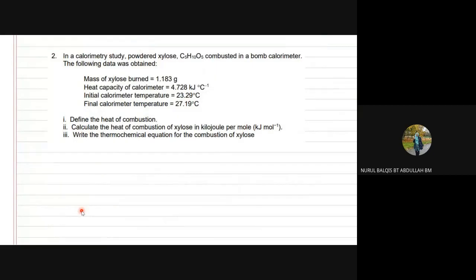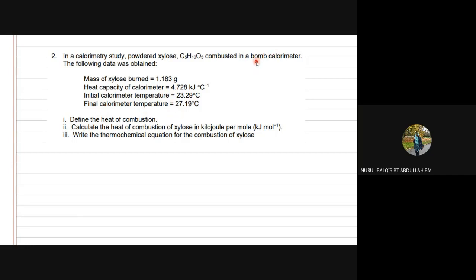Okay. Next, for this question, in a calorimetry study, powdered xylose C5H10O5 combusted in a bomb calorimeter. The following data was obtained. So we have the mass of xylose burned, 1.183 grams. We have the heat capacity of calorimeter, initial temperature, final temperature.